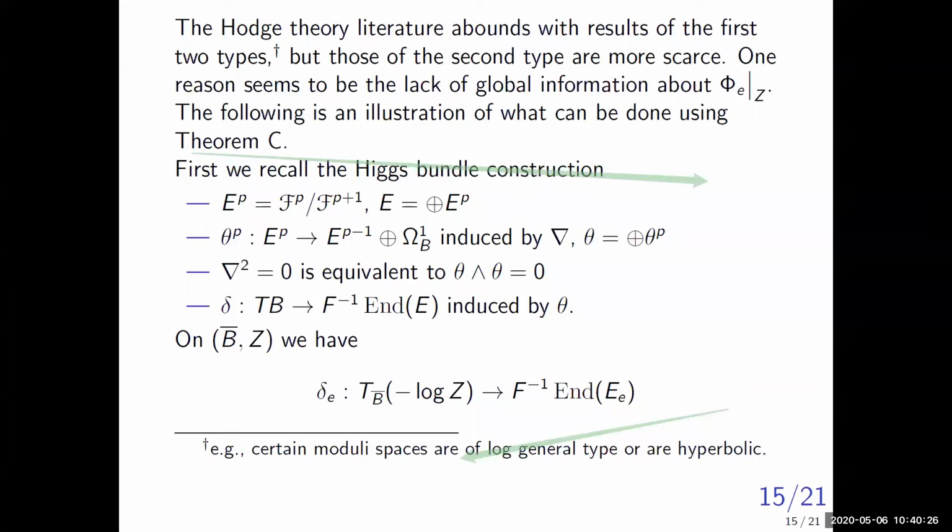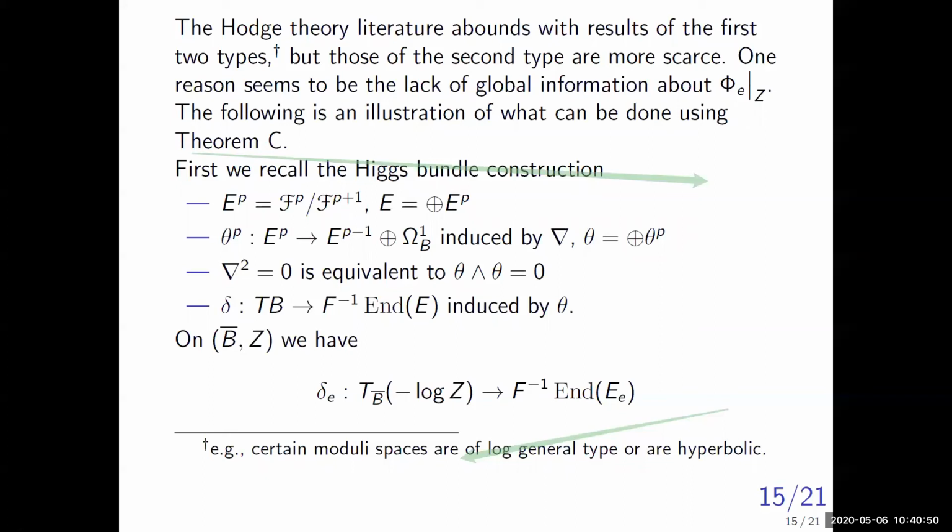So to give an example of how that global information can be used, we recall the Higgs bundle construction. You just take the successive quotients of the Hodge vector bundles and take their direct sum. You take the map from E^p to E^{p-1} tensor omega 1 induced by Gauss-Manin.